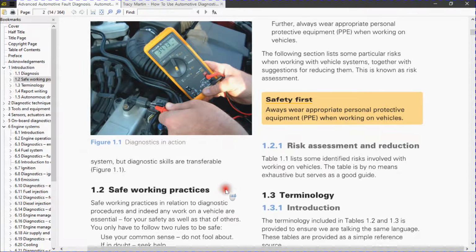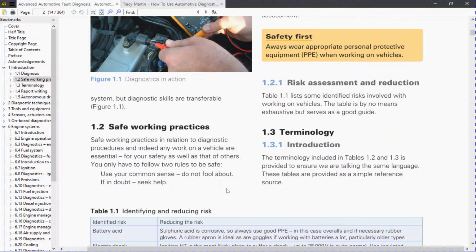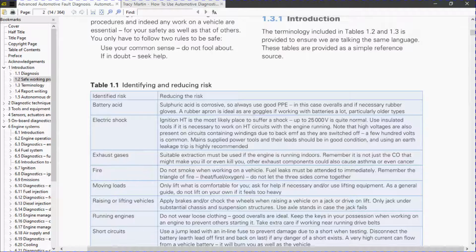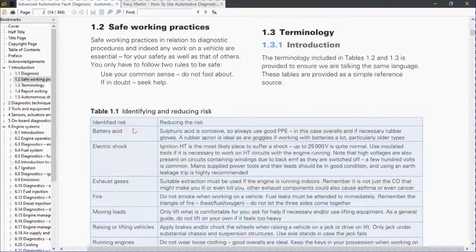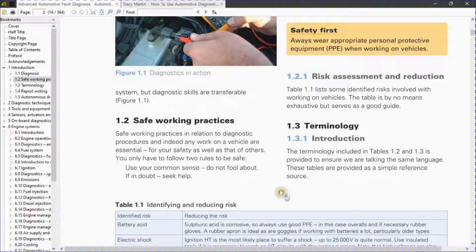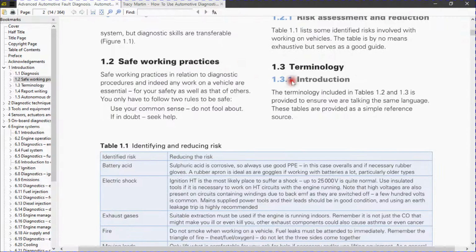Safety first, always. Risk assessments and reductions, and many terms are in the risk list. Identify risks: battery acid, electric shocks, ignition, and HT, which is the most likely. So identify and reduce risk. Safe working practice terminology.